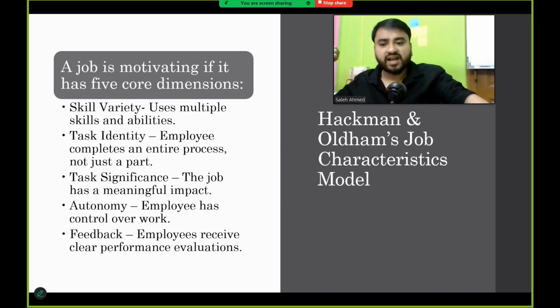Then there is task identity, where an employee completes an entire process, not just a part. So for example, you are working in a coaching institute and you are taking care of the sales department, say, right?